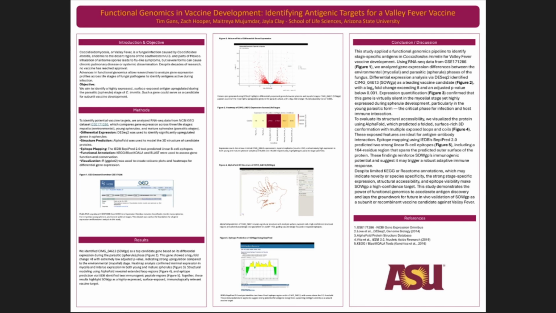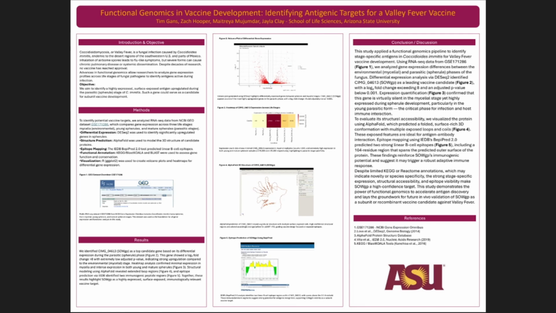Our project aims to identify a highly expressed, surface exposed antigen that's upregulated during the parasitic spherule stage, a candidate for developing a subunit vaccine for valley fever. To do this, we applied a functional genomics pipeline using transcriptomic and structural tools to sift through potential targets and narrow in on the most promising ones.